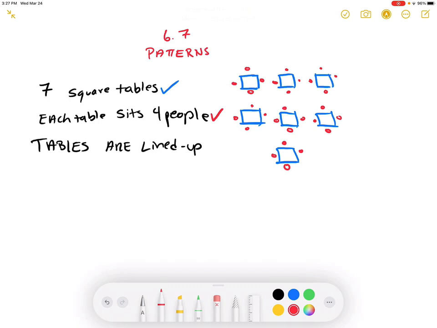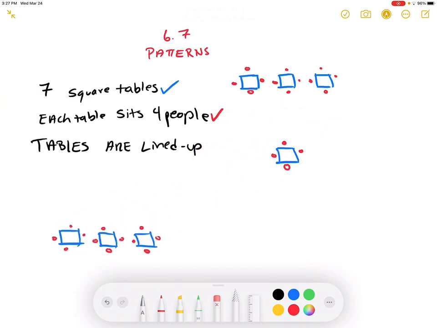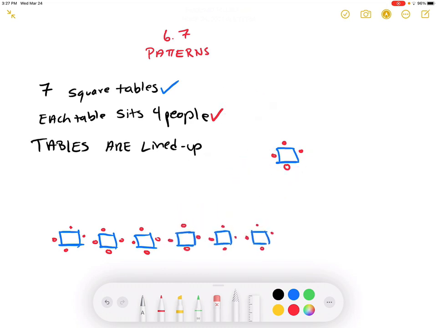Now, the question says, tables are lined up. What does it mean to line up the tables? Well, if I were lining them up in a regular space in a dining hall or something, I might do this. I might say, okay, I need to put them tip to tip, right? So it's not really going to be the case that each table can fit all 4 people, right? I've got to line them up.